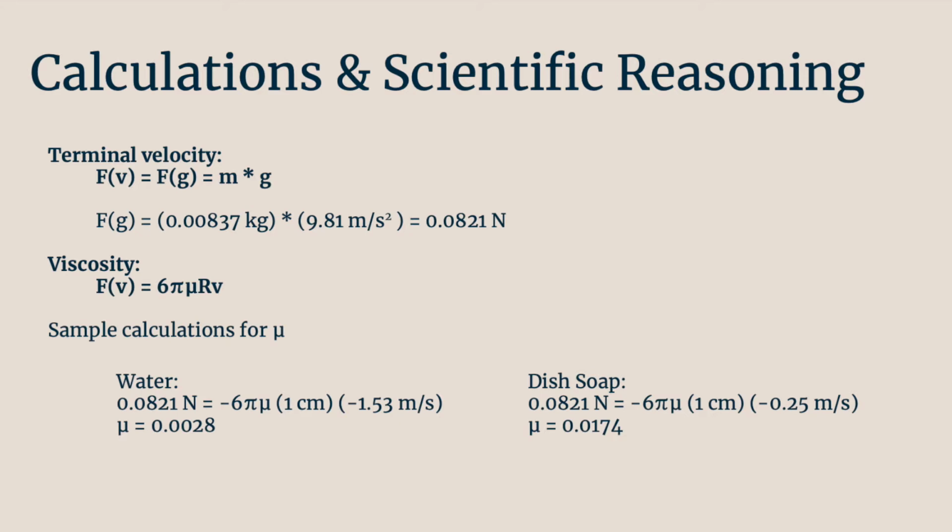From here, we were able to use the viscosity equation to solve for mu, which is the proportionality constant. This was relevant to solve for as this value represents the viscosity of the fluid. Sample calculations are shown, and the proportionality constant for dish soap was greater than that for water, which makes sense as the dish soap is more viscous and therefore would have more resistance, which would match our prediction.